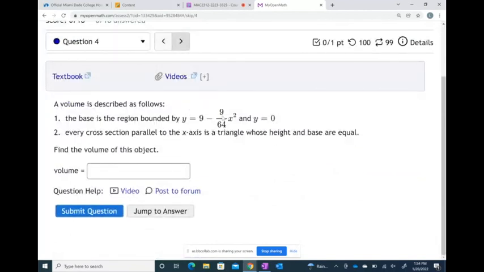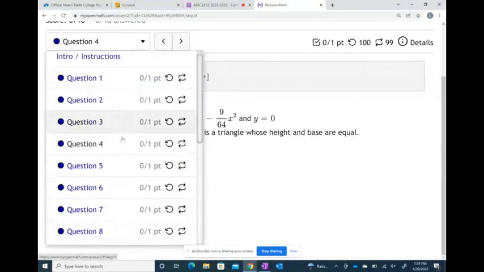Okay. So the base is the region bounded by this, and every cross section parallel to the x-axis is a triangle. So this is similar to the first example that we did. Similar, not the same because they are not equilateral. Now they're telling you that the base and the height are the same. Once again, you will use the formula 1/2 base times height. Since you have the base, because you see it in the picture, now you need to know the height, but the height is the same as the base. You're being told that here, right? So that's easy to do.